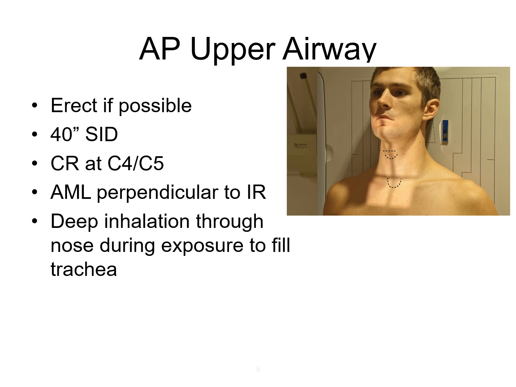So you're going to draw an imaginary line, and what this does is this basically just lifts the chin up out of superimposition over your soft tissue neck structures. So you want to make sure that your chin is up so that your AML is perpendicular to the IR. That's going to unsuperimpose your structures so that you can see as much of the upper soft tissue neck as possible.